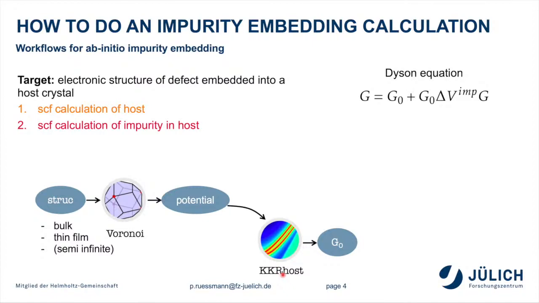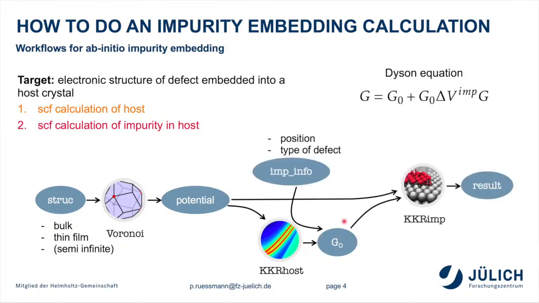The KKR host calculation then performs the self-consistency cycle, and eventually after convergence we get our G naught out of this. To then embed an impurity, we need to define the position and the kind of impurity that we want to put in. This is some impurity info node, and this is then used to actually write out this G naught in the real space cluster that we need, which is then the input for the impurity calculation that we want to do in the end.